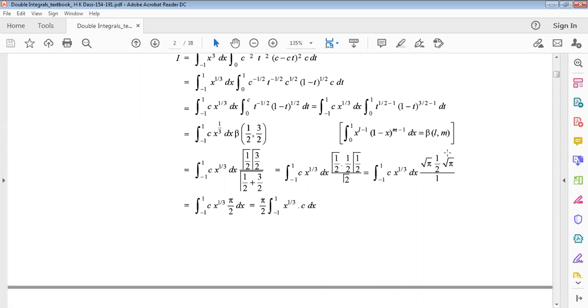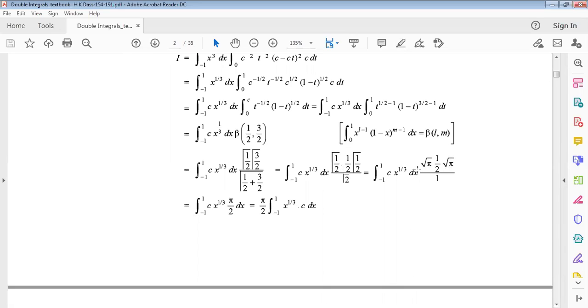Now after this one, integral from minus 1 to 1 of c x to the power 1 by 3, after calculating, square root pi means only pi. Gamma half equals to square root pi. It is the formula. This is the formula from gamma. Yes, this is called gamma.